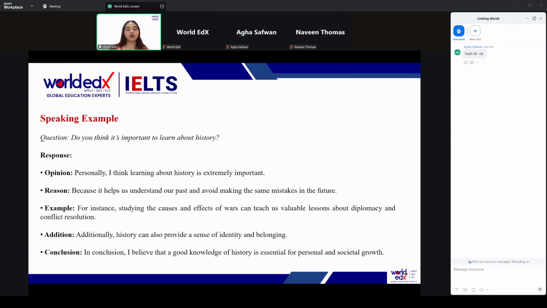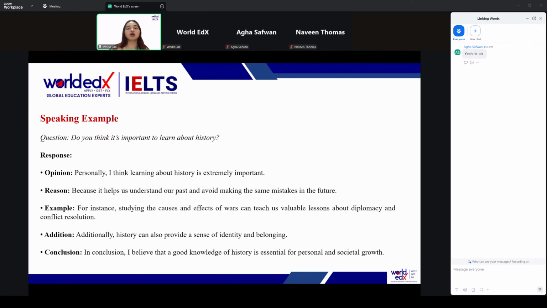So again, depending upon what you sync with, depending upon whatever your idea is, you just need to follow these three rules. The first is opinion, the next is reason, and the last one is example. I hope it is pretty clear. Now, addition and conclusion is something which comes as a bonus. I would say if you are done with opinion, reason, and example, that's enough.